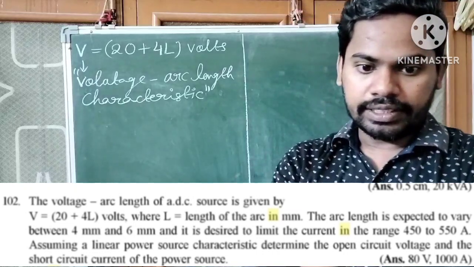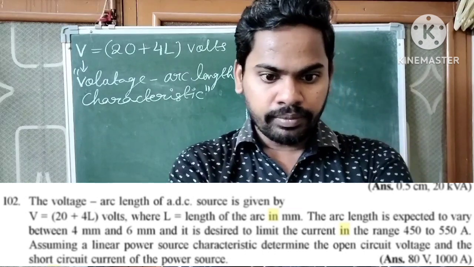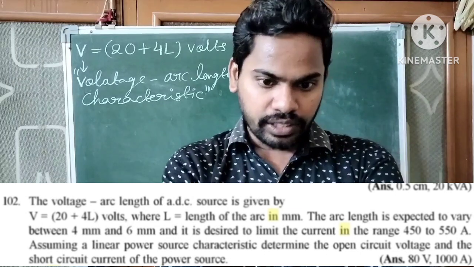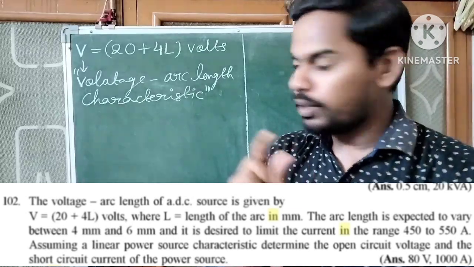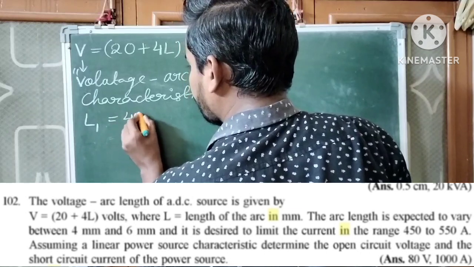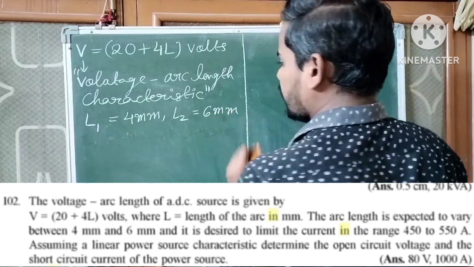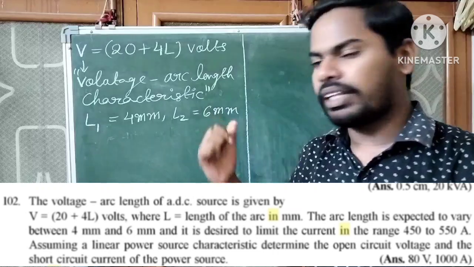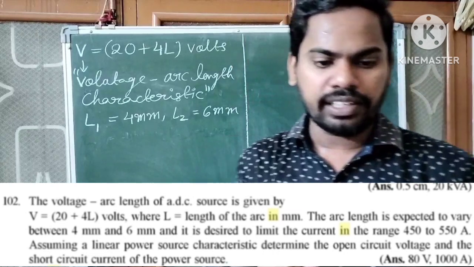Let's complete the question. Where L is the length of the arc in mm, the arc length is expected to vary between 4 mm and 6 mm. So here L is arc length. The initial arc length is 4 mm and the final arc length is 6 mm. So minimum arc length is 4 mm and maximum arc length is 6 mm. The minimum and maximum arc length values are given.